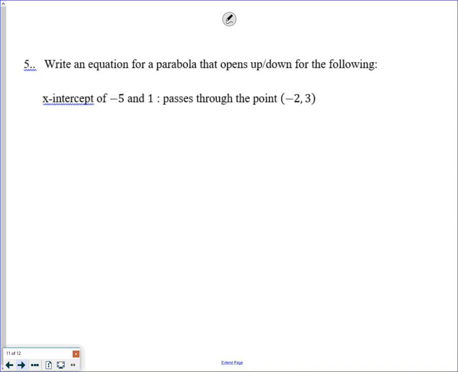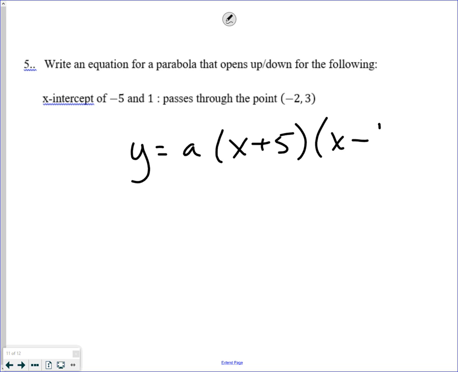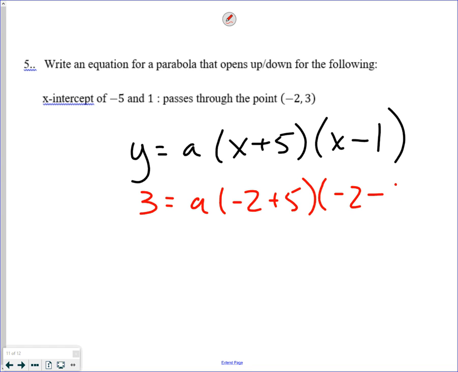Next one. Now I'm given an x-intercept of negative 5 and 1. I actually don't like it written that way, but I think that is the way it is written on the test. So now I need x plus 5 as an intercept and x minus 1 as an intercept. Those are the values that would make zeros. Then I want to plug in my point now: 3 for y, negative 2 for x.